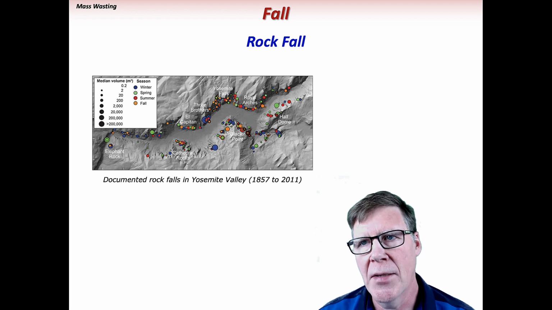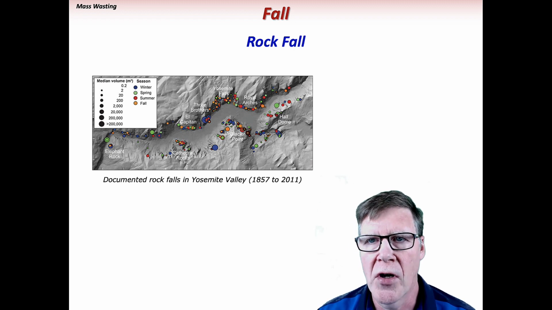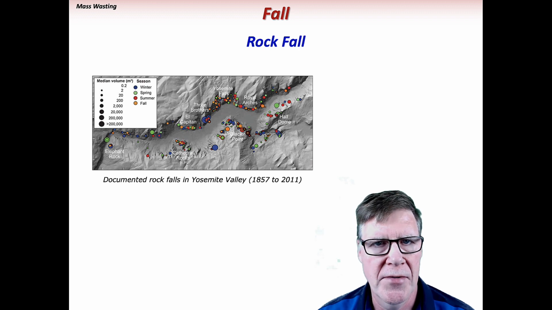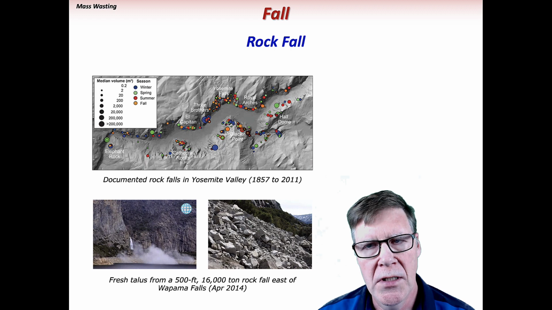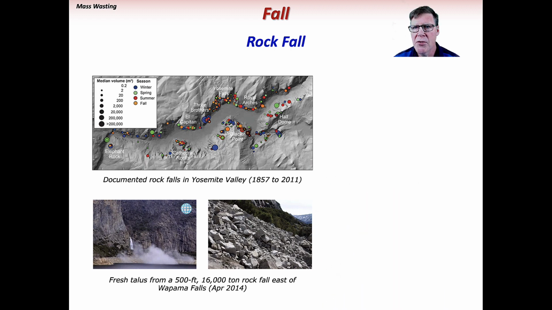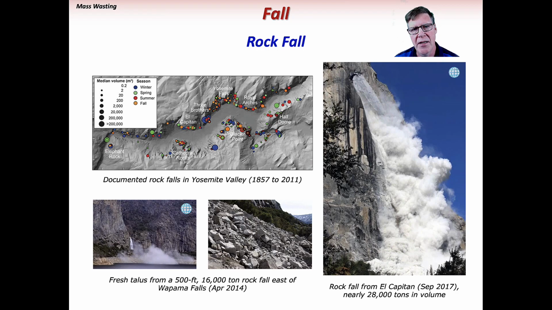Rockfall can occur at any time during the year, but the larger volume events tend to occur during the winter months. The 2014 Wapama Falls rockfall involved 16,000 tons of material, whereas the 2017 El Capitan event was almost twice as big.